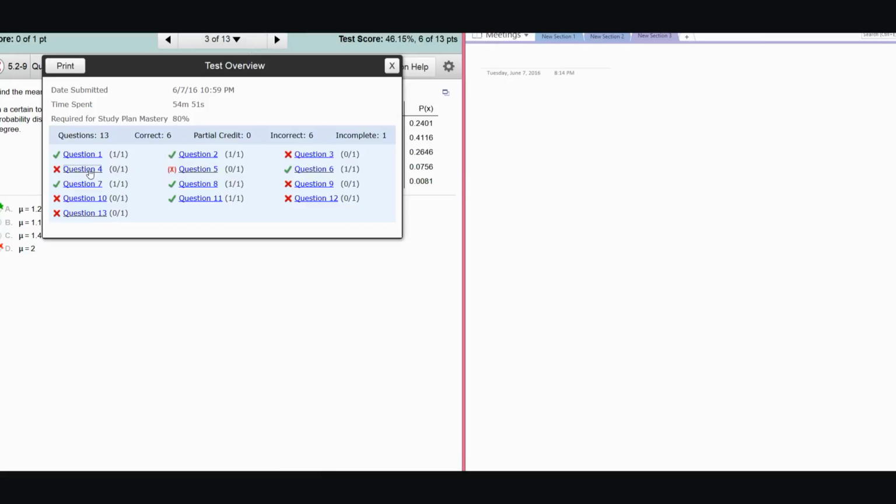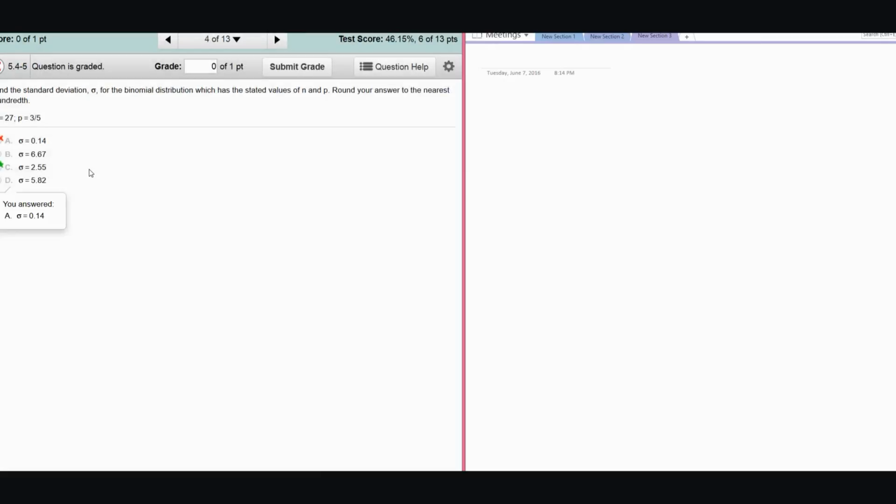Okay, so we're going to go to 4. So 4 says, find the standard deviation, sigma, for the binomial distribution, which has the stated values of n and p. Round your answer to the nearest hundredth. So that's the second decimal place. So it says n is 27, and p is 3/5. Now, we're also going to need q, and remember, q is 1 minus p. So here it'll be 1 minus 3/5. And if you do that in your calculator, you're going to get 2/5.